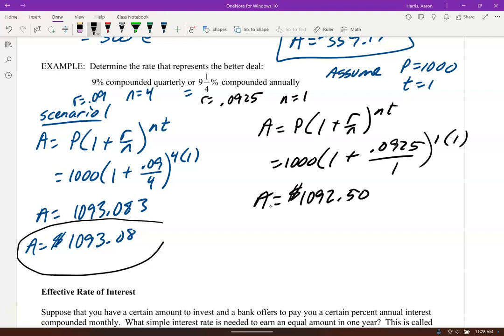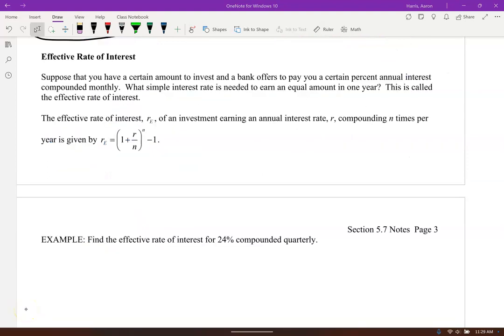Even though it's a little bit lower interest rate, to have it compound quarterly is a little bit better deal in this scenario, right? Well, let's look at the effective interest rate. This is the formula to find the effective interest rate. Okay, so here's the scenario. Suppose you have a certain amount to invest and a bank offers you to pay a certain percent annual interest compounded monthly.